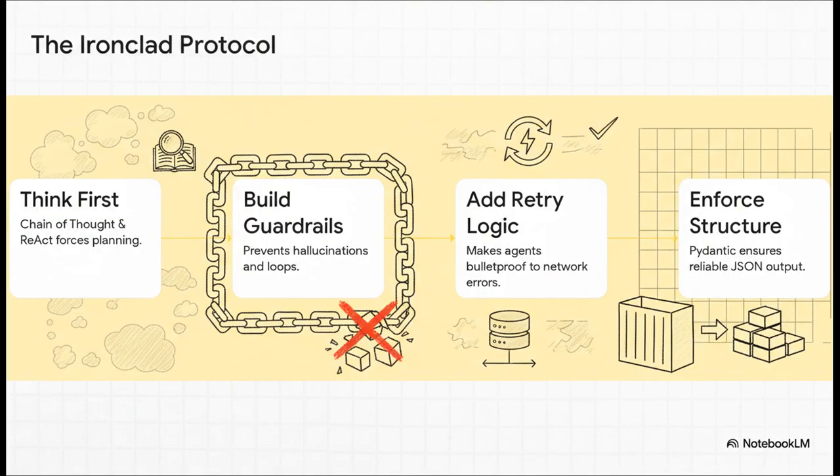This is the ironclad protocol that you'll actually implement. First, you make your agent think before it acts, using patterns like chain of thought. Then, you'll build guardrails to stop it from hallucinating or getting stuck in loops. You'll add retry logic, so a simple network hiccup doesn't crash the whole process. And you'll enforce structured output with Pydantic, so you get predictable, clean JSON every single time. This is how you build for production.